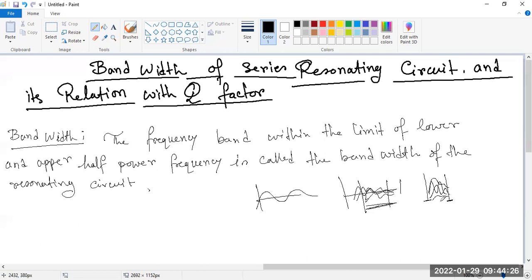So this is called a band. It means within this limit, signals of different frequencies, which are not the same, are passing. So this is called the band. And what is the band structure?